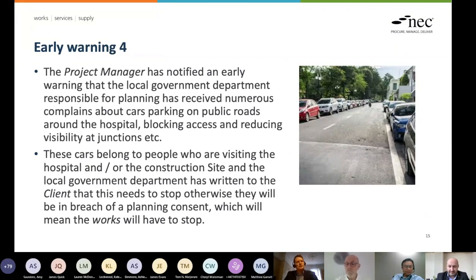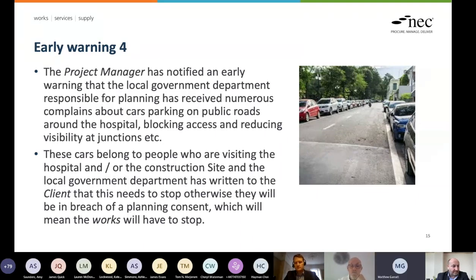I just went down that road yesterday, and it's full of vans. These are all contractor vans. If they're going to cause a problem, they should have had to create the temporary car parking or do something different. So I think the contractor's responsible for this one. I don't know why we're having an early warning meeting on this one.